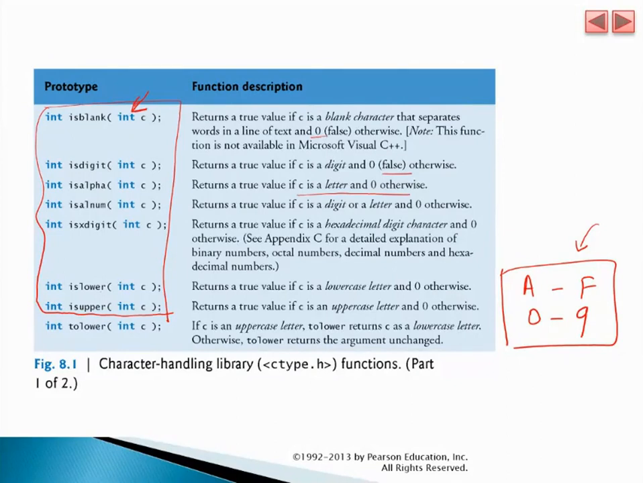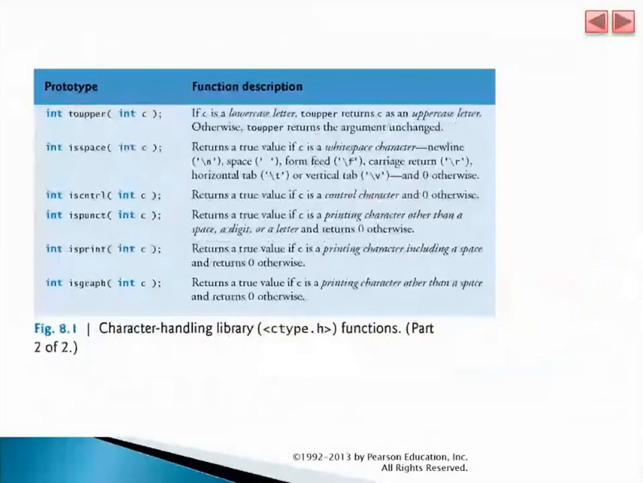Right, now there are some manipulation functions. toLower will convert the given character into lowercase if it is not already lowercase. Similarly, toUpper will convert the character into uppercase. Then we have some test functions: whether this is a space, whether this is a control character, whether this is a punctuation mark, whether this is a printable character, whether this is a graphical character, something like that. So let's talk about all these functions in detail.